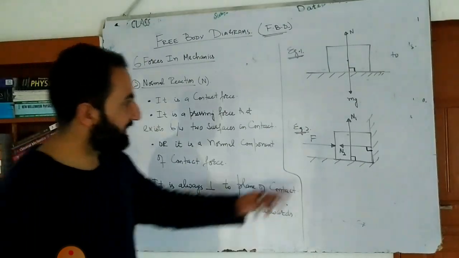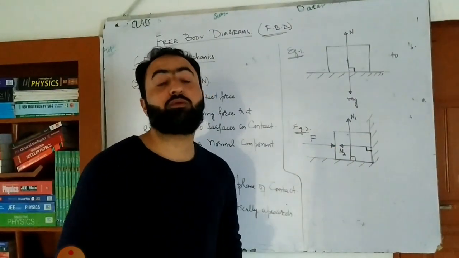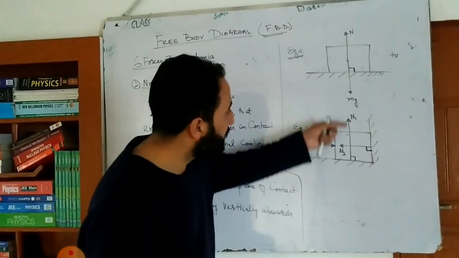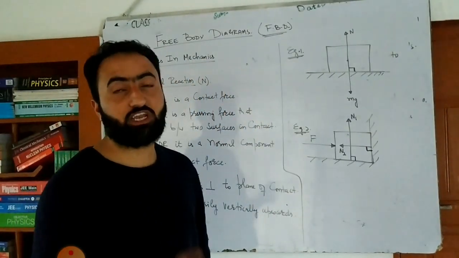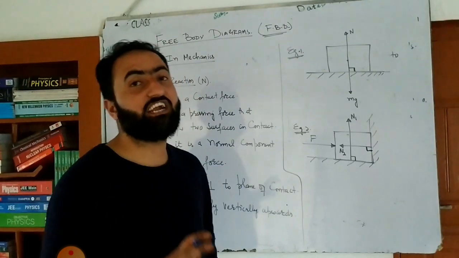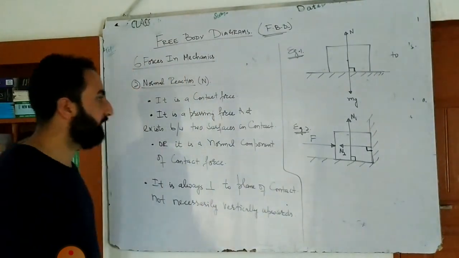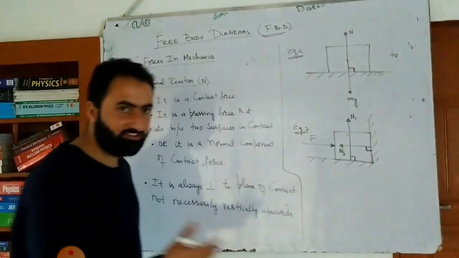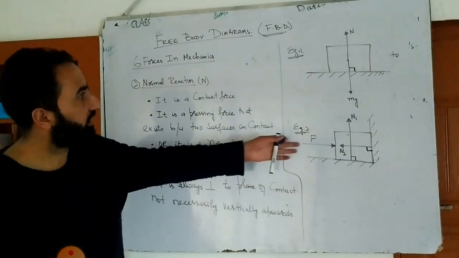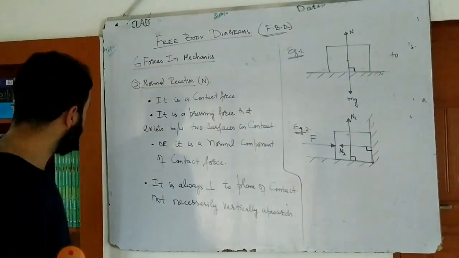So it's clear from here that it's not necessary that the normal reaction is vertically upwards. This normal reaction is vertically upwards, but this is horizontal. Implies that it's not necessary that it's vertically upwards, but what's necessary is that it is perpendicular to the plane of contact. Okay, example number 2. Later on we'll go to many examples, then we'll construct the free body diagram.